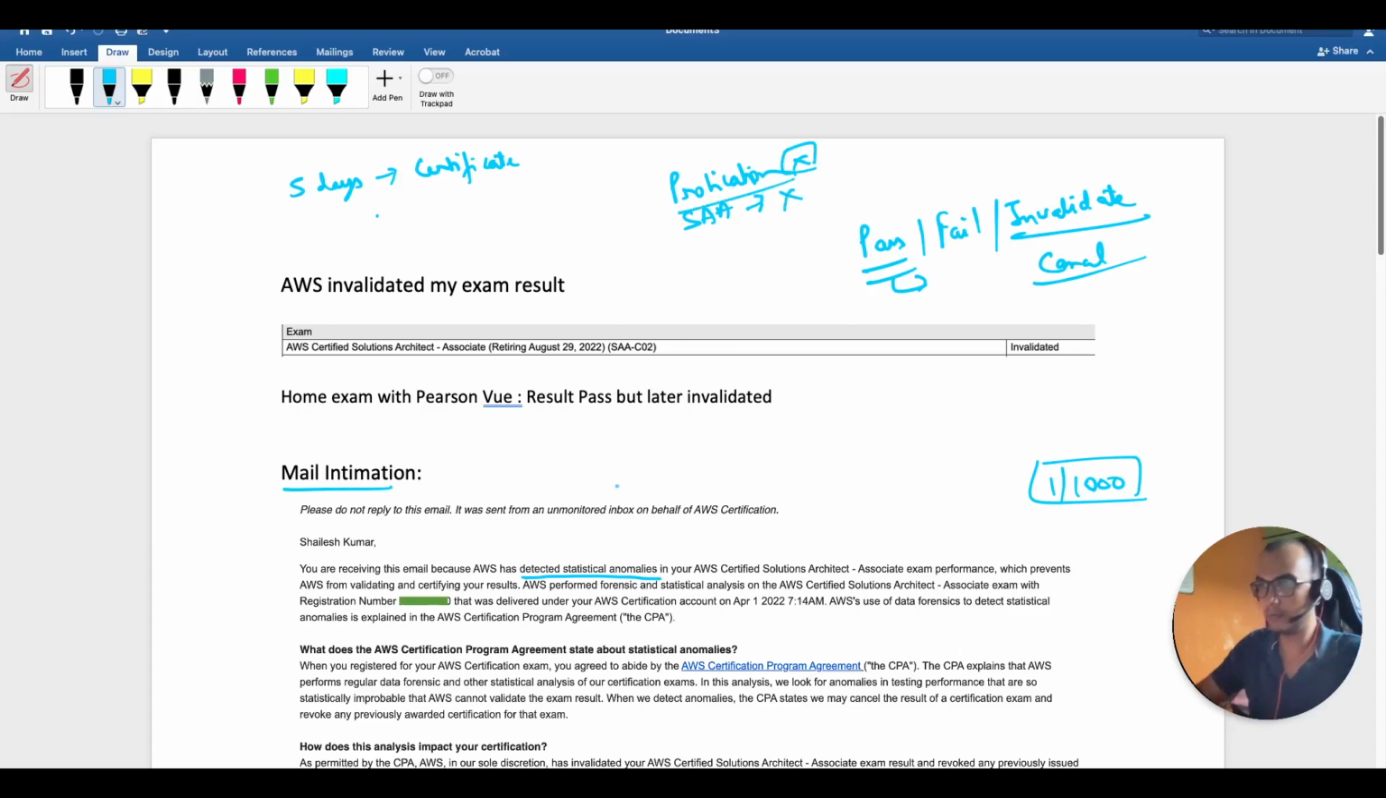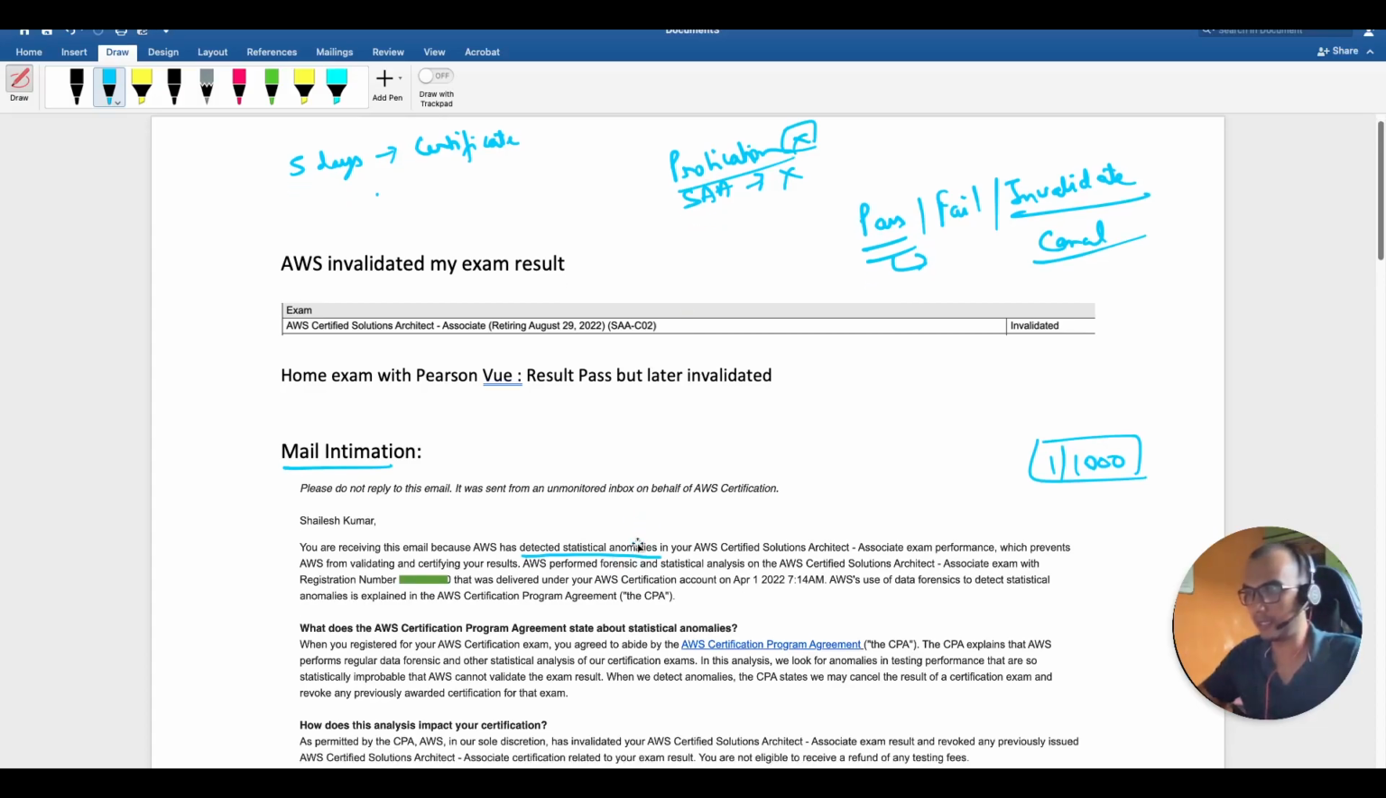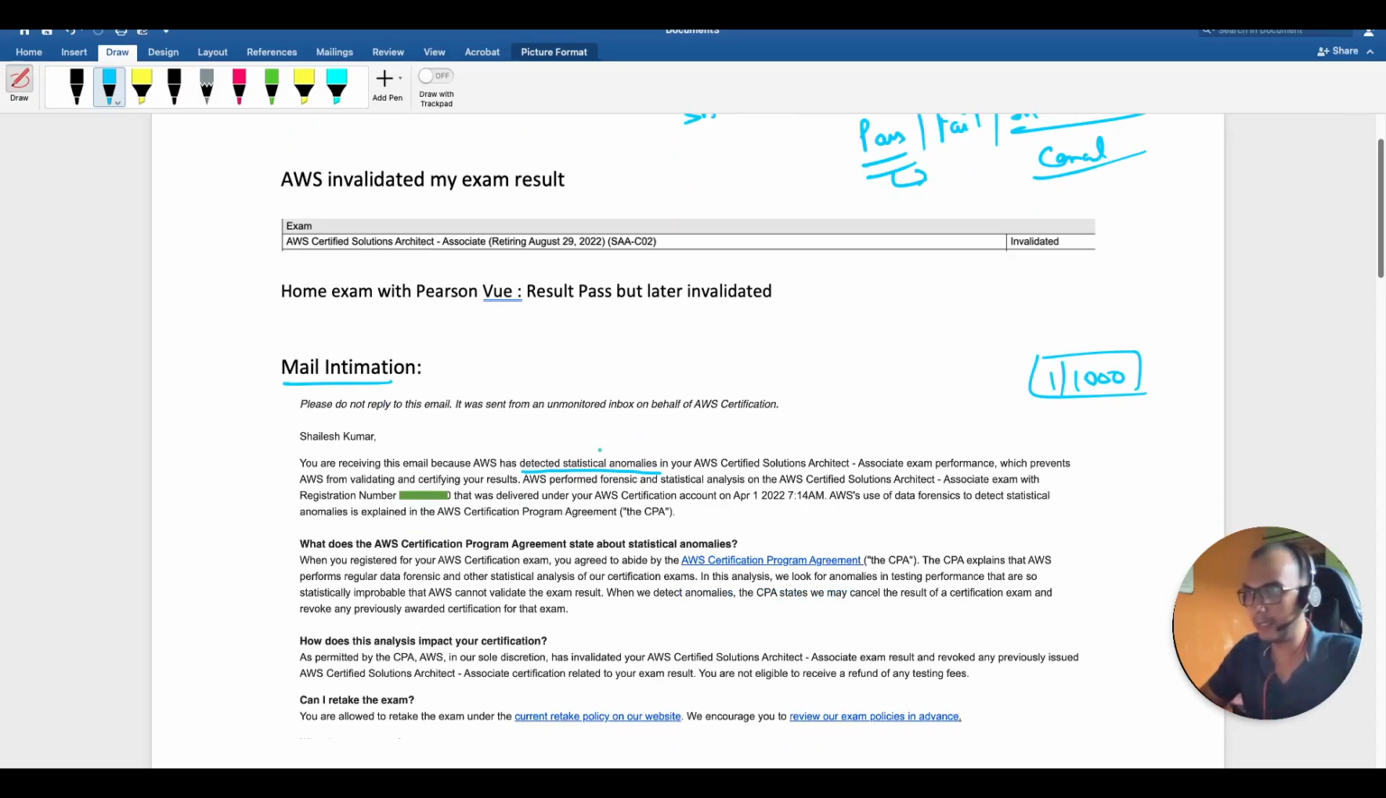This was the mail intimation which I got, and here it says that they perform forensic analysis on your AWS architect exam. I have hidden my registration number. You are allowed to retake the exam, at their sole discretion and all that. So I did a PhD over it, on what all can be done.